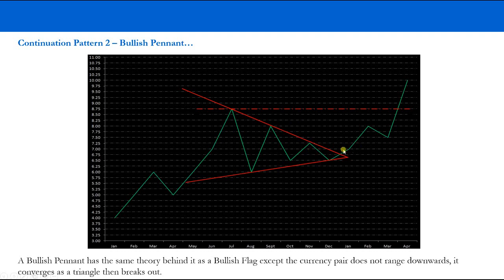So the two most important areas that we have to look out for are the breakout of the pennant here and the breakout of the high of the pennant here.